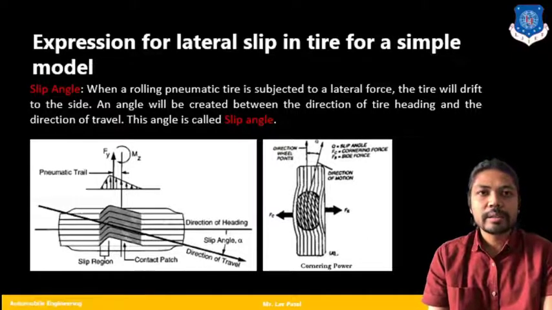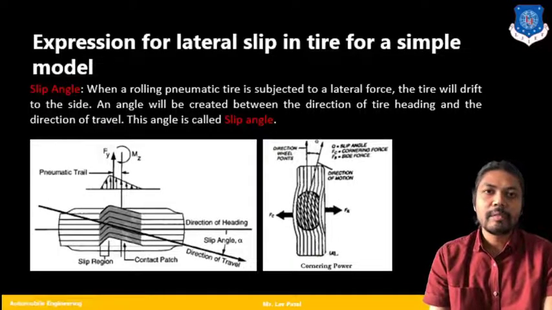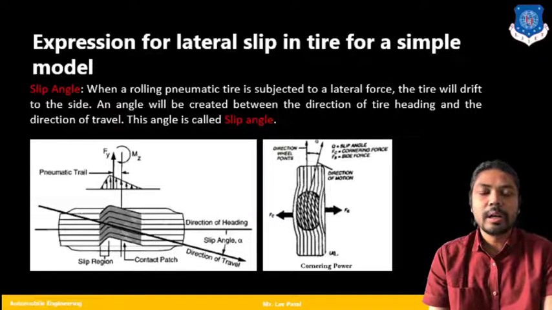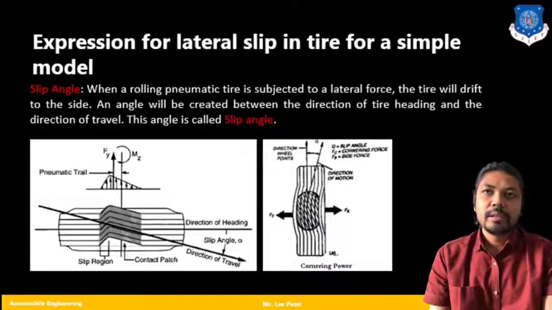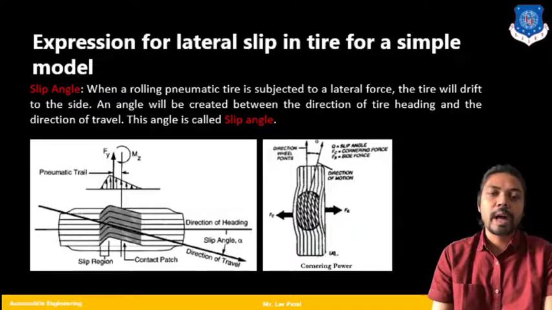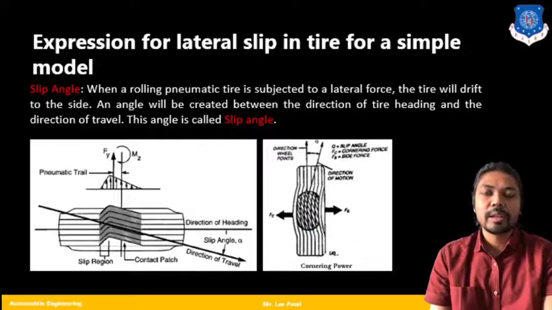These lines are the contact patch line. Here you will find a circle-like shape, that is the contact patch of our tire, and due to the lateral force our contact patch is going to change. Here you will find the effect of how the tire tread and contact patch change due to the lateral force, and the slip angle alpha is created.